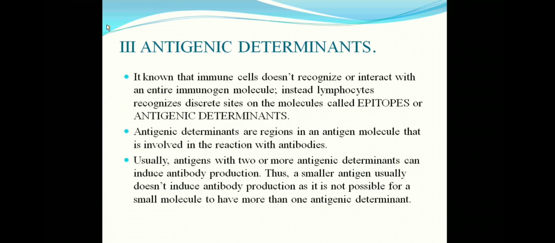Then antigenic determinants. It is known that immune cells do not recognize or interact with an entire immunogen molecule. Instead, lymphocytes recognize discrete sites on the molecule that are called epitopes or antigenic determinants. Antigenic determinants are regions in an antigen molecule that are involved in the reactions with antibodies. Usually, antigens with two or more antigenic determinants can induce antibody production. Thus, a smaller antigen usually does not induce antibody production as it is not possible for a small molecule to have more than one antigenic determinant.